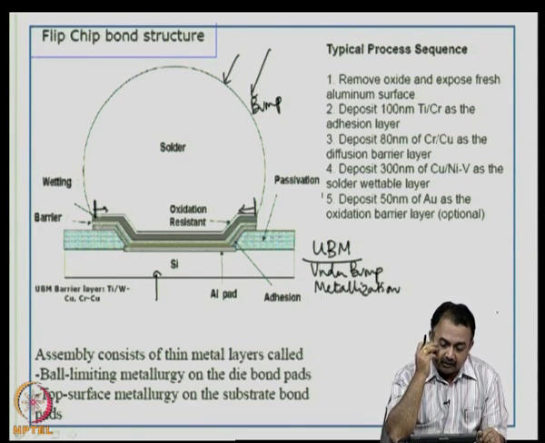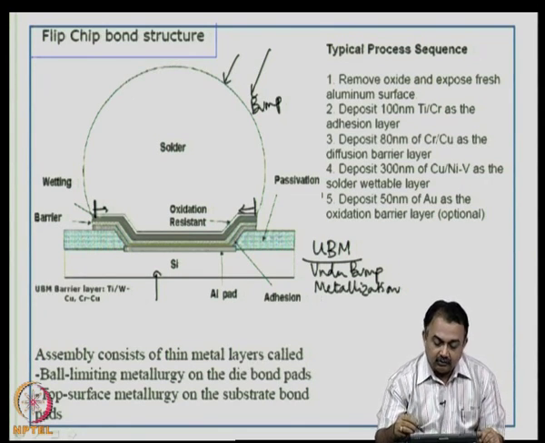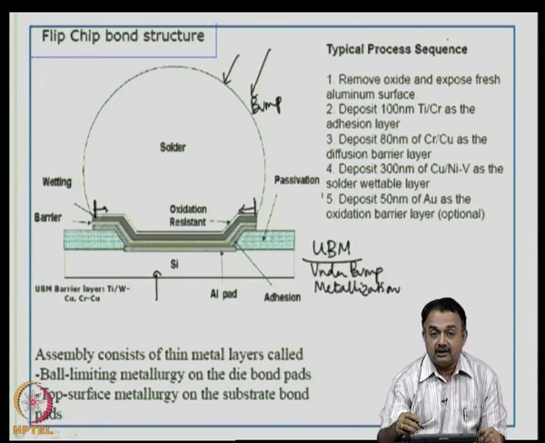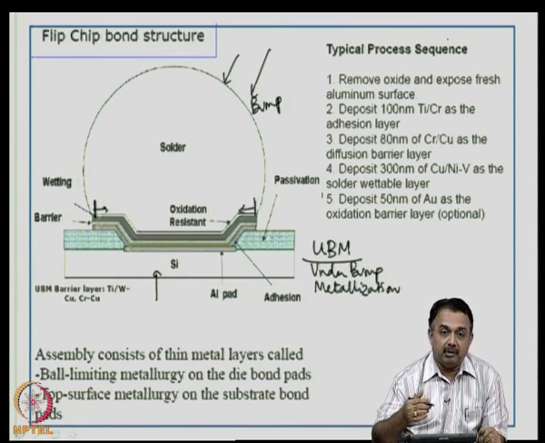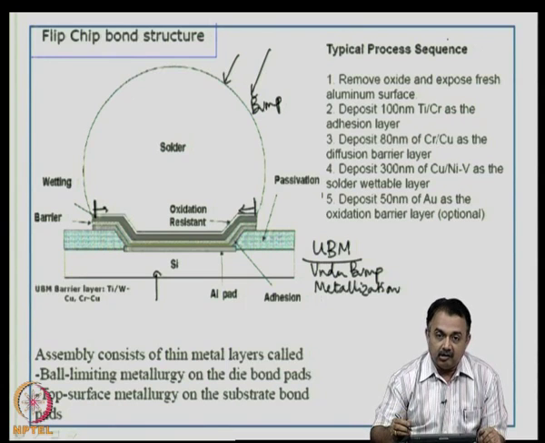So, the typical process sequence is you remove the oxide from the silicon finished wafer. You can do this at the wafer level, and that is why it is known as the wafer bumping process. Instead of doing it individually, once the wafer is complete and these dies are realized, you can do bumping for all the dies and then isolate them or dice them to get the bumped dies.